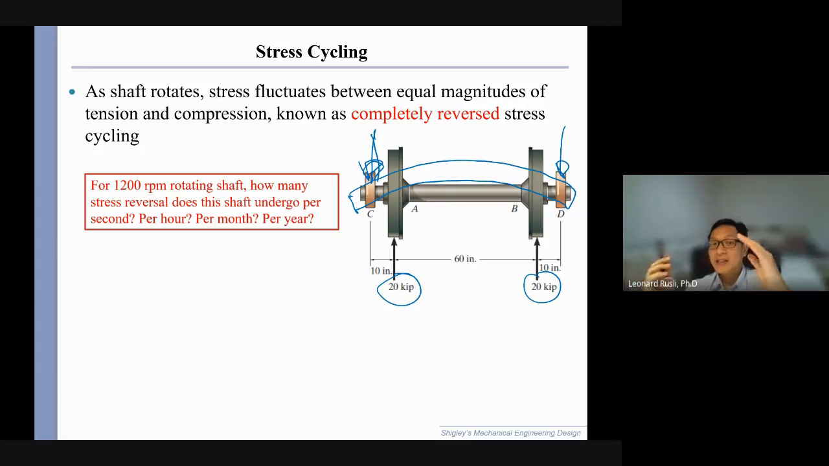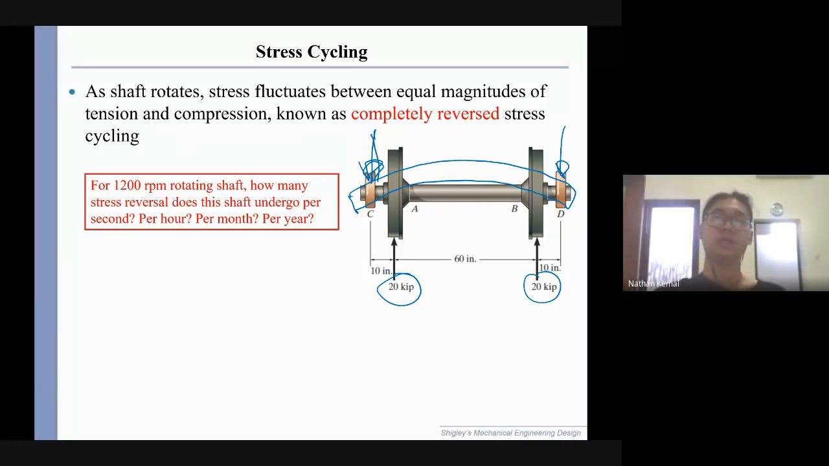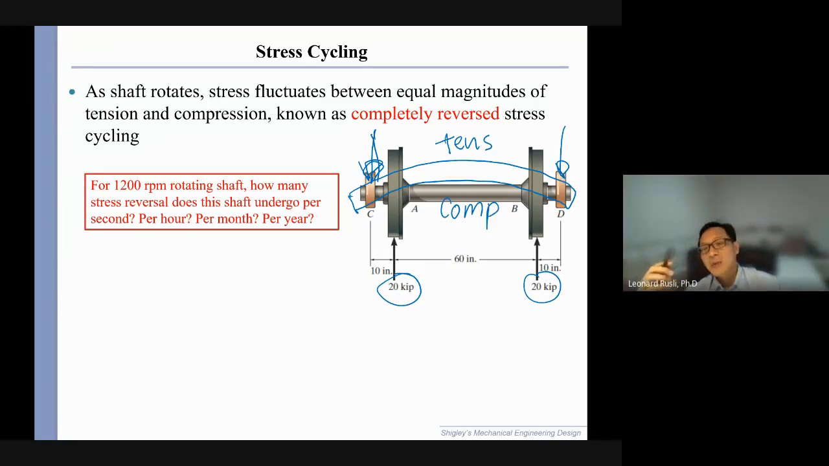Yang tension mana, yang compression mana? Which side is under tension, which side is under compression? Yang atas tension, Pak. Okay. Bawahnya dikompres, jadi lebih kecil. Now what happens when this axle rotates? Kebalik, Pak.